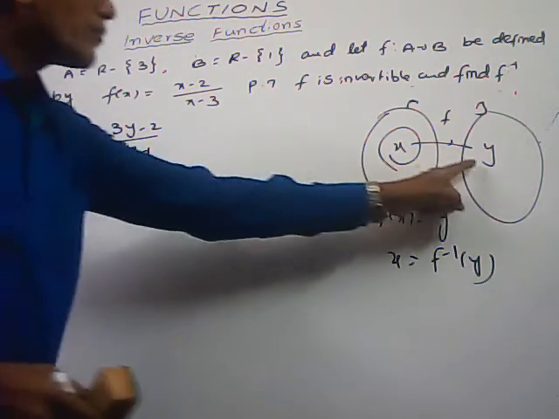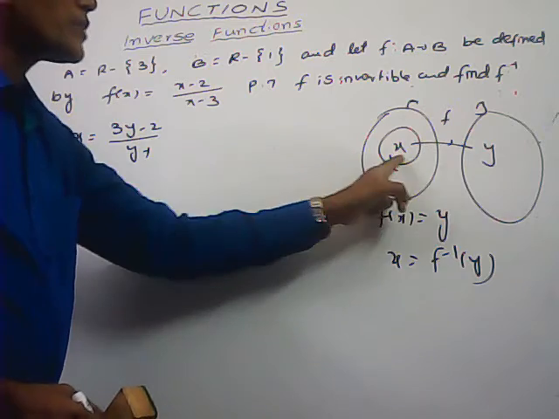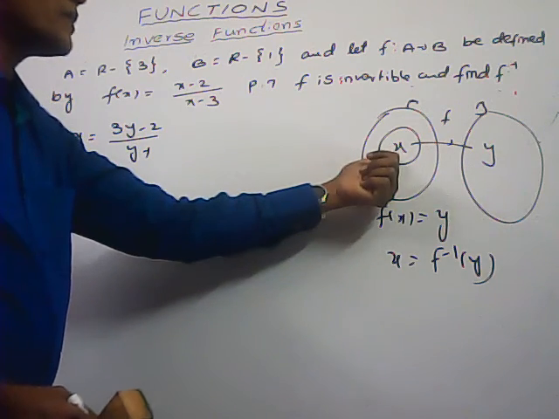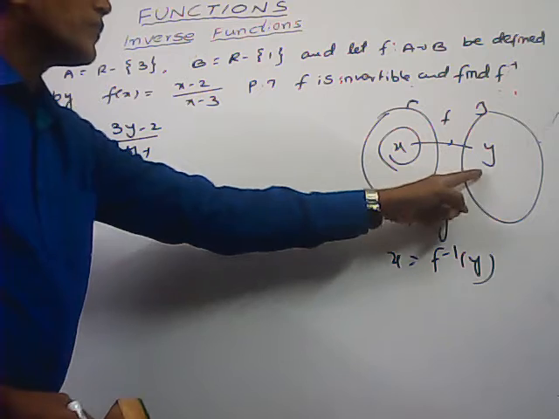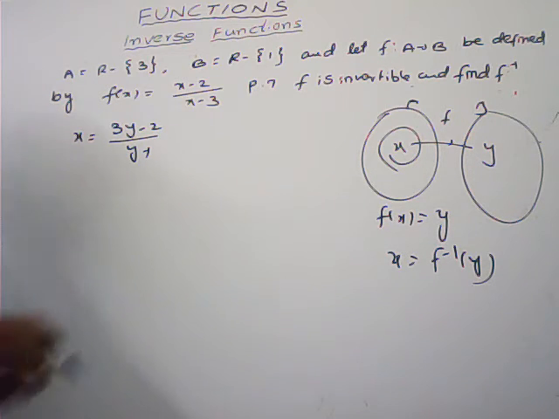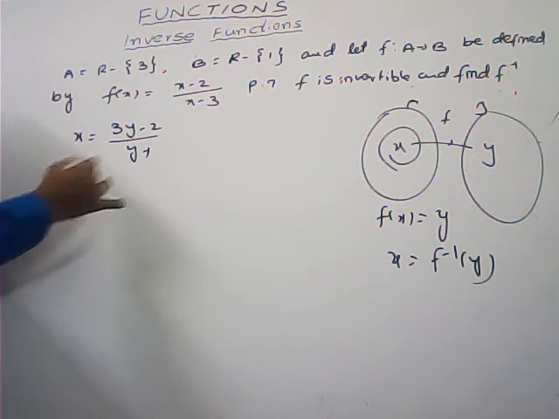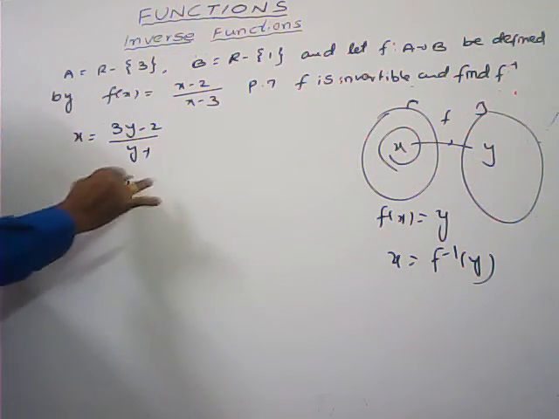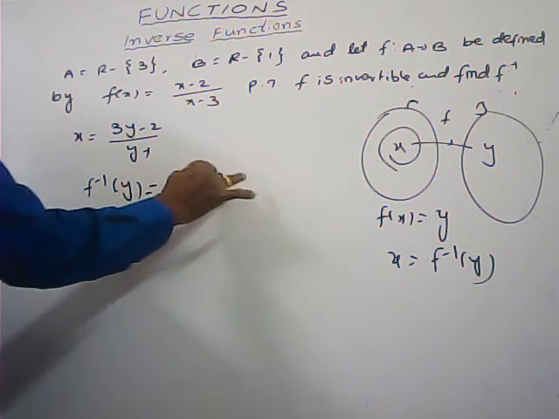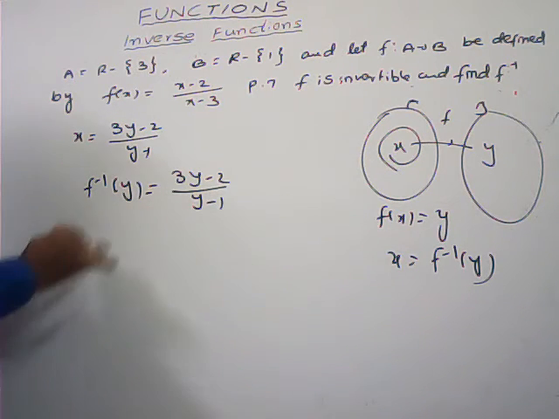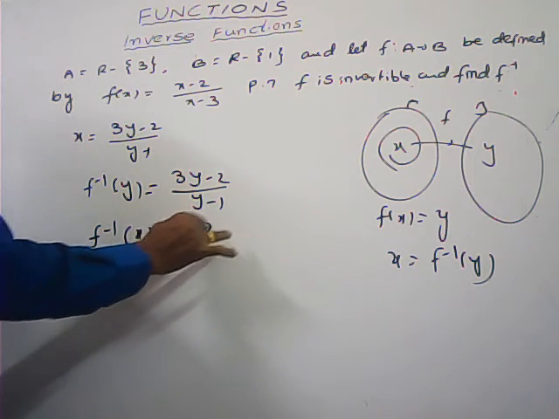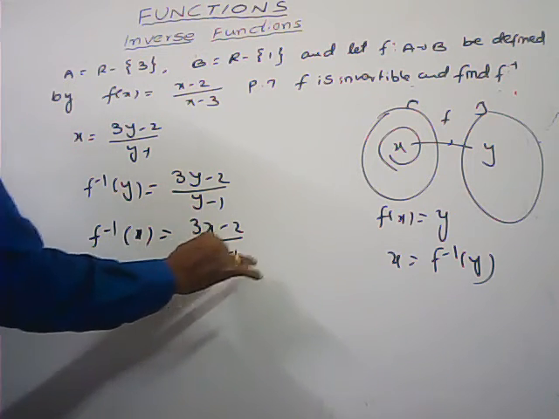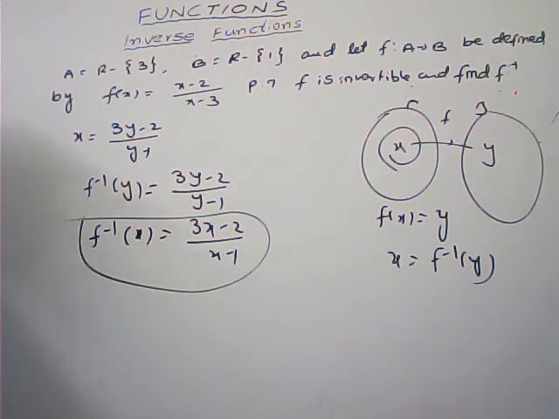Here y is the image of x under f. F of x equals to y we can write. And x is the pre-image or inverse image of y under f. That one we can write f inverse of y is equals to x. So in the place of x we can write f inverse of y, that is equals to (3y minus 2) by (y minus 1). So to express in terms of x, replace y by x only. (3x minus 2) by (x minus 1). This is the inverse function.